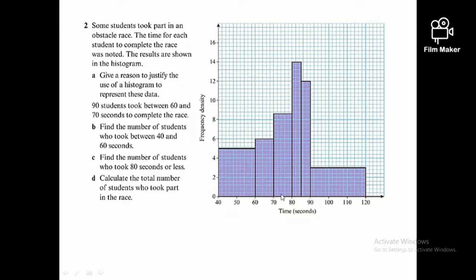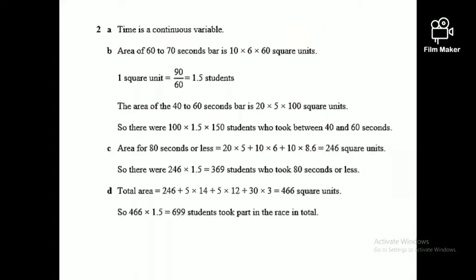Horizontally, there are 5 boxes. Vertically, there are 15 boxes. What is 5 into 15, children? That is 75. The 75 boxes represent the 90 students. So if you divide 90 by 75, each box is how much? Each box would be 1.2. So the area of one small box would be 1.2, right?